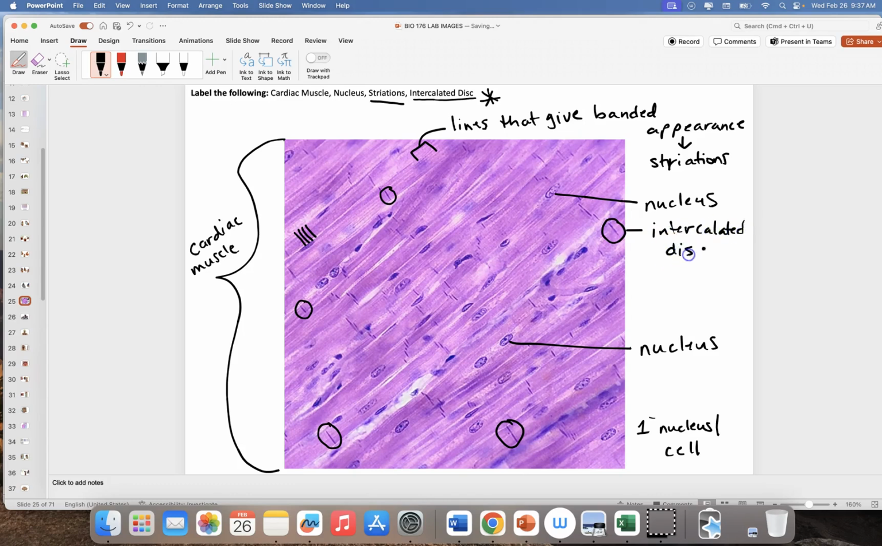And these are important. They're specialized gap junctions that allow this tissue to work as a syncytium, which means it works as a single unit. And I'll go ahead, I'll draw a line for us from a few of these other intercalated discs as well. Again, just to give us an overall idea of those versus the striations.